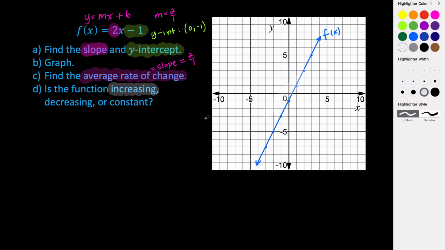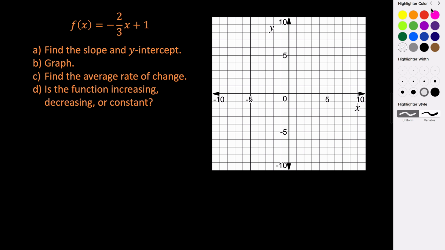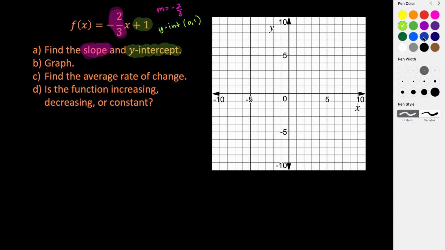So let's take a look at another example. So we have this graph here: f of x equals -2/3 x plus 1. So again, we need to find the slope and y-intercept. So our slope, just like before, is -2/3 here. That's the value of m. And our y-intercept in this case is +1. So m is -2/3, and then the y-intercept is (0, 1) this time.